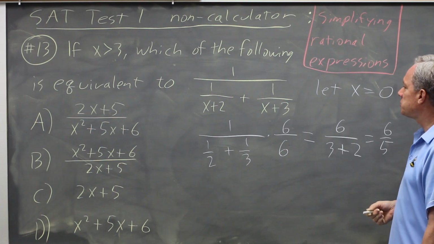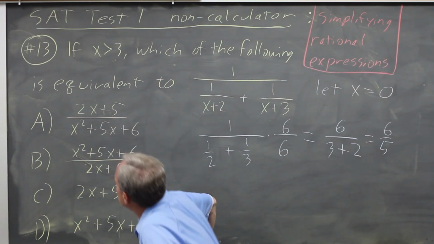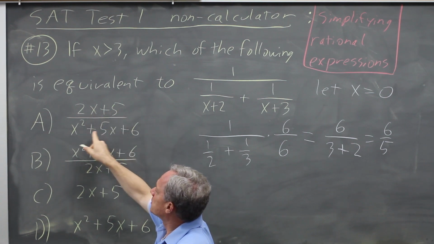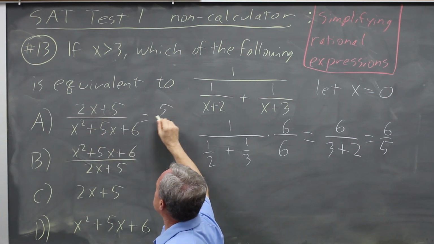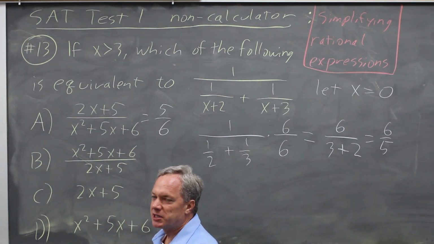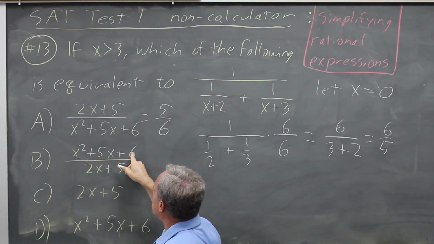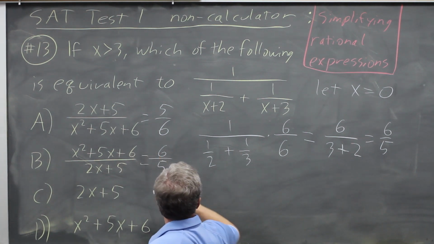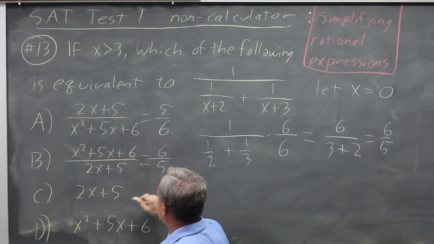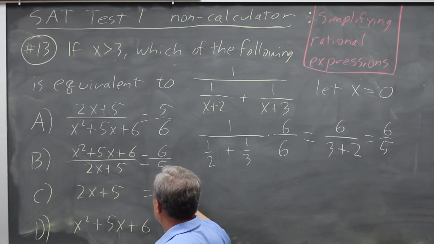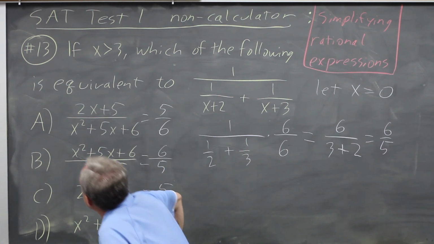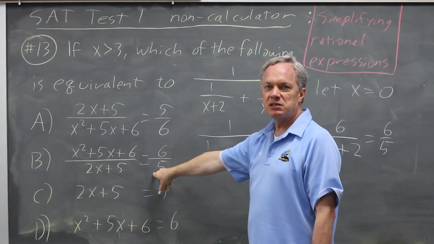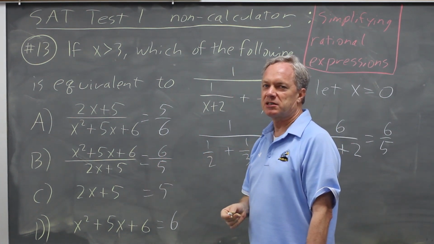We check to see which of the answer choices equals 6 over 5 when x is 0. This first one is 0 plus 5 over 0 plus 6, which is 5 over 6. Using x equals 0 made that easy. This one is 0 plus 6 over 0 plus 5, and that matches my answer. The first one did not. This one is just 0 plus 5 and 0 plus 6. So A, C, and D are wrong because they don't match at x equals 0. B matches. It's the only one that does, so it has to be the right answer.